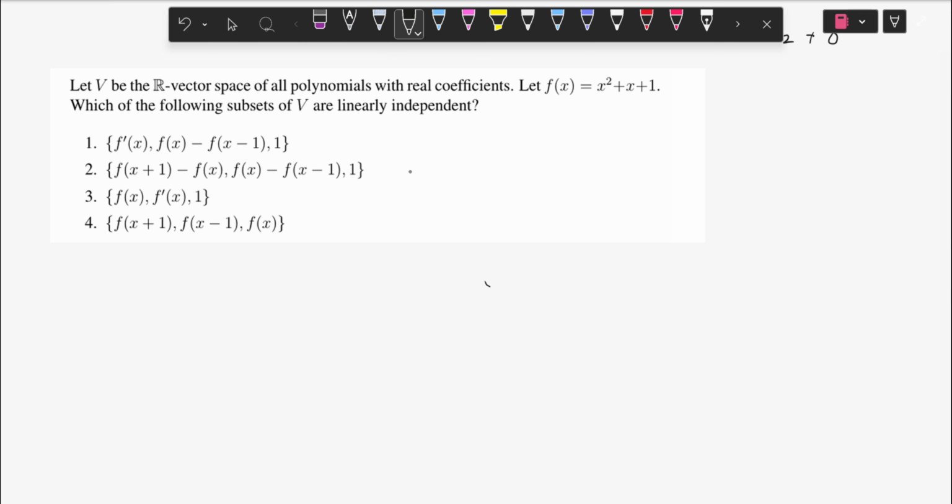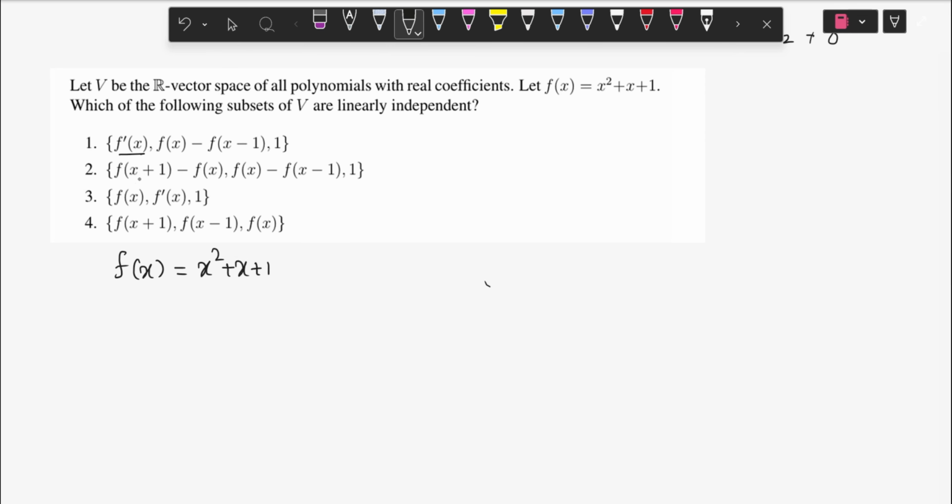The question is saying that let V be the R vector space of all polynomials with real coefficients. Let fx equal to x square plus x plus 1. Then which of the following subsets of V are linearly independent? So हमें देखना है कौन सा linearly independent होगा. This is a very easy question. So first let me write down the polynomial fx. Fx is equal to x square plus x plus 1.